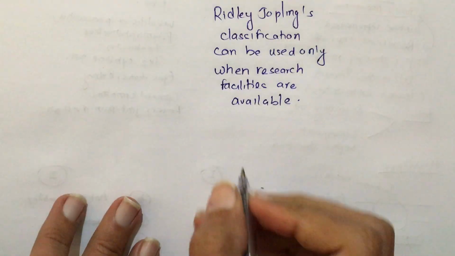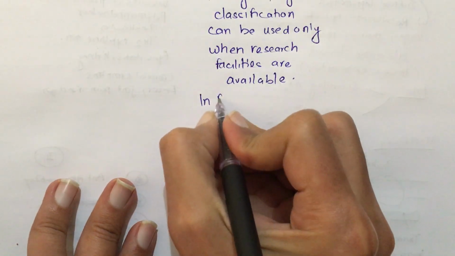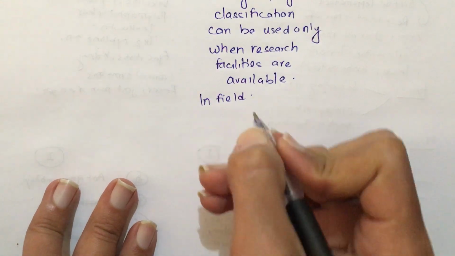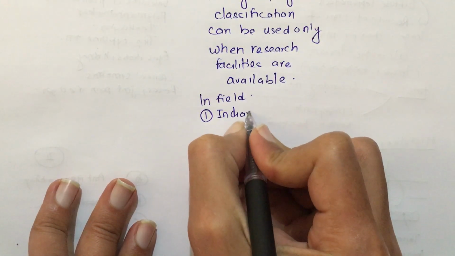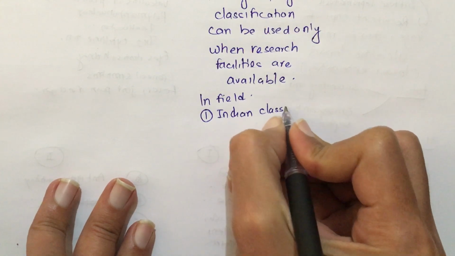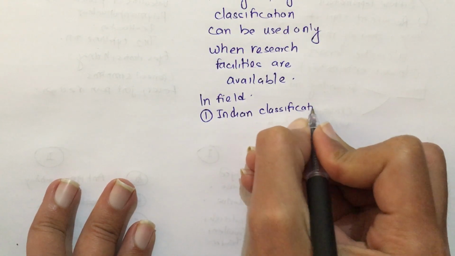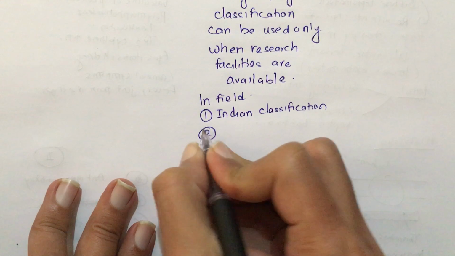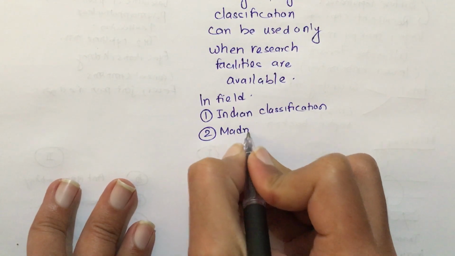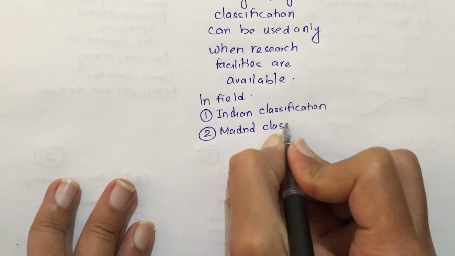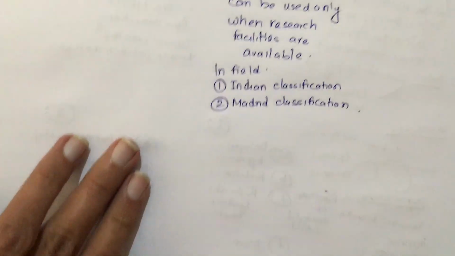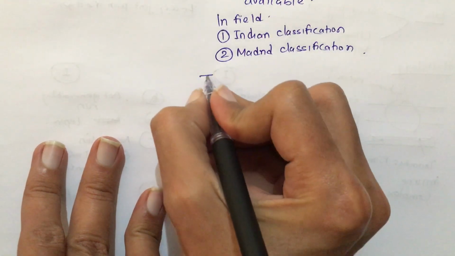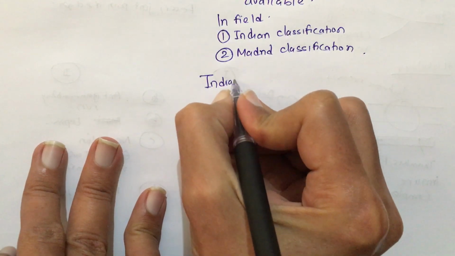So in the field, two other classifications are used. One is the Indian classification, whereas the second is the Madrid classification. Now let us discuss the Indian classification.